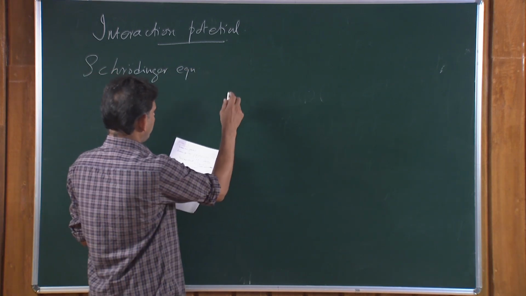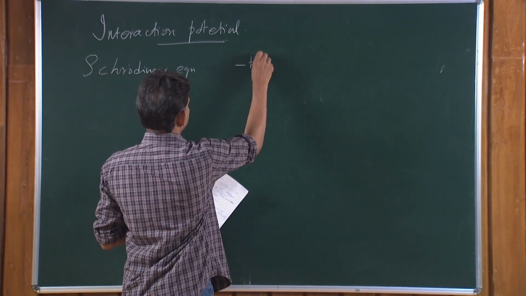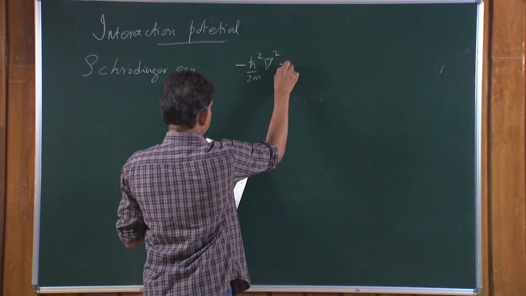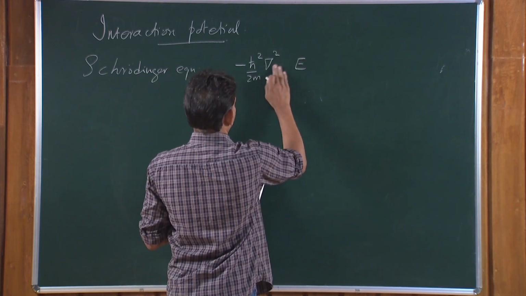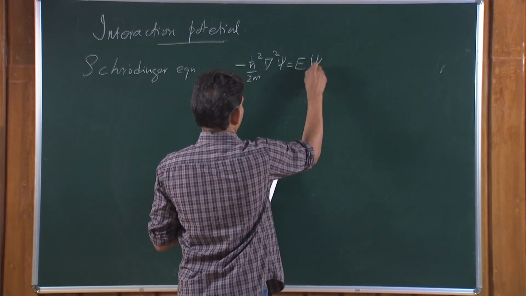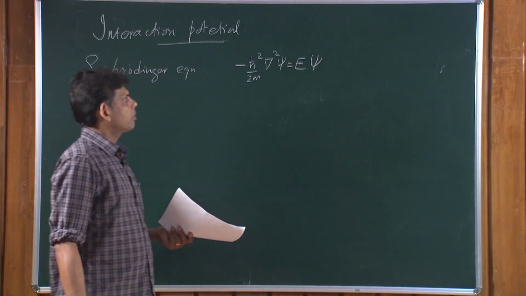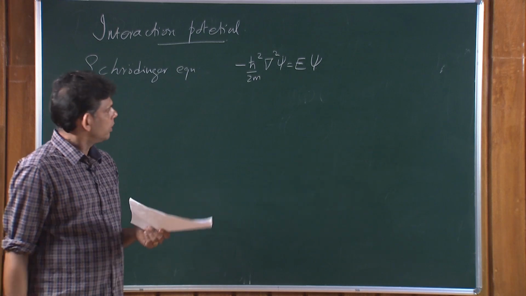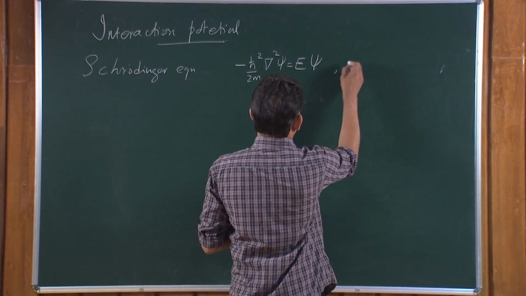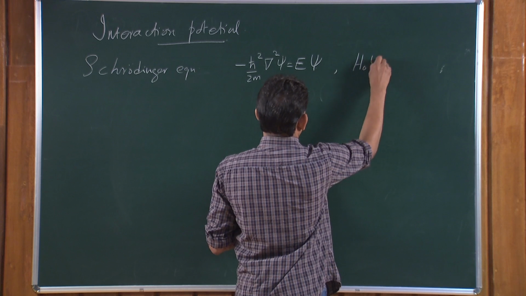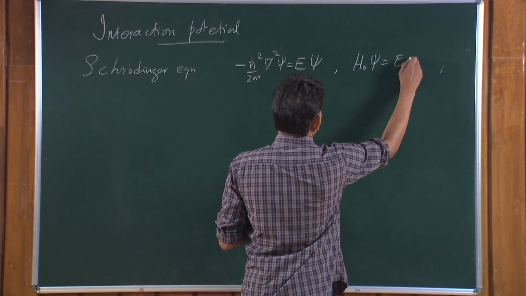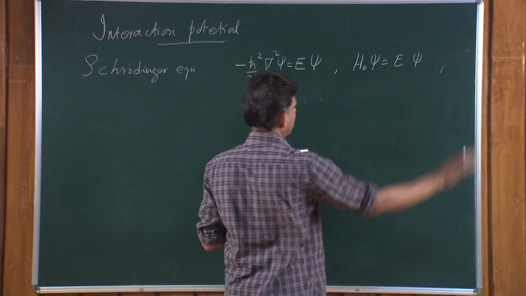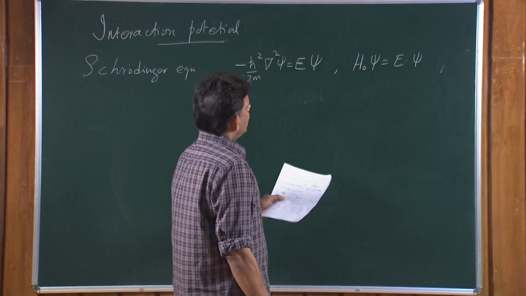The Schrodinger equation for a free particle is minus h cross square del square over 2m psi is equal to E psi, where psi is the wave function of the particle. This is the free particle. There is no potential here. So, this I can actually consider as H naught psi is equal to E naught psi, or E psi, the total energy.